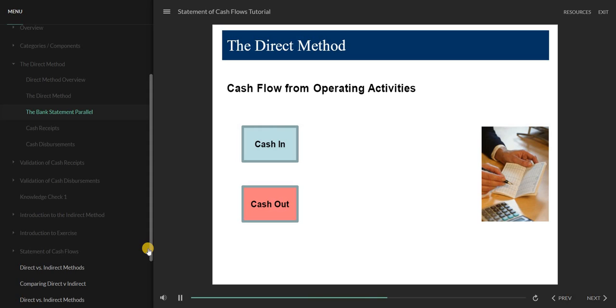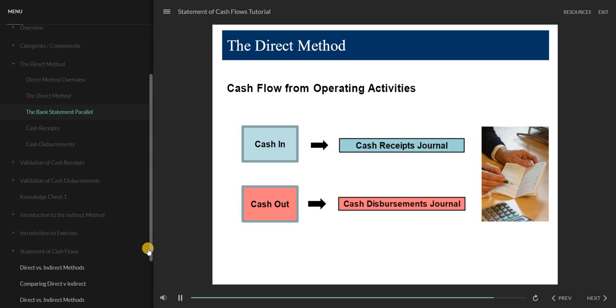Let's discuss how this typically occurs using a small retail business as our example. To determine the cash going into this small retail business, we'll look at our cash receipts journal, and to determine the cash going out of the business, we'll look at our cash disbursements journal.